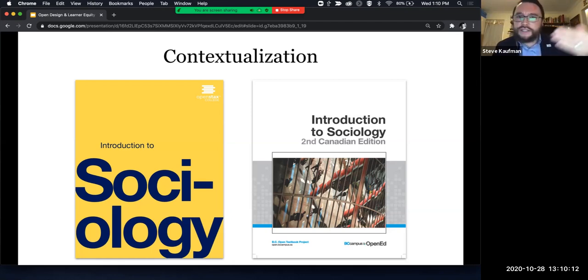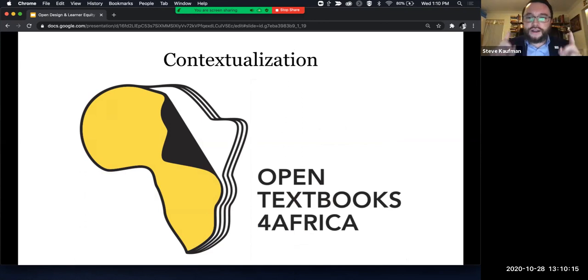Again, you can adapt these things and replace the examples. Another example of contextualization. Did you know that most textbooks that talk about astronomy are written from the Northern Hemisphere perspective?